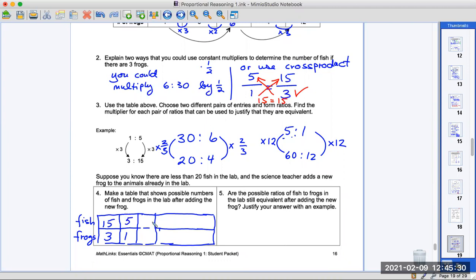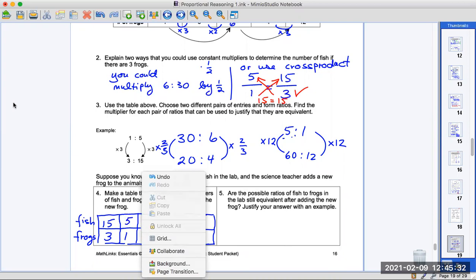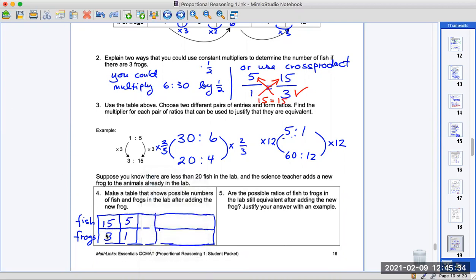Let's add a frog to this number 15, this one here. Let's add a frog here and make that 4 frogs now. How many fish would we have? If we have 4 frogs, we need 20 fish. I don't know why this exercise is not clicking with me. I think that's what they want, 4 frogs to 20 fish. Then if he adds 1 frog, he has to add 5 more fish. That's what it is.